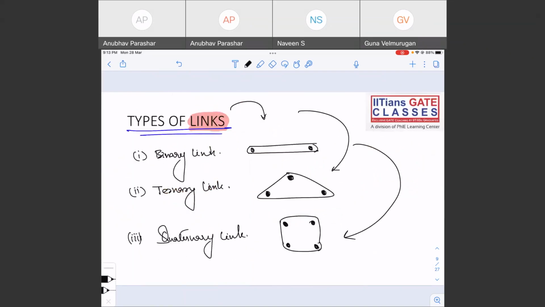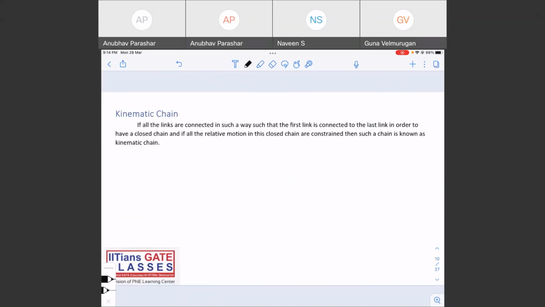If you find I'm going fast anywhere, if you are not able to follow, please comment on the chat box so that I can adjust accordingly. Oh, okay, good, fantastic. Because we have a lot of things to cover.